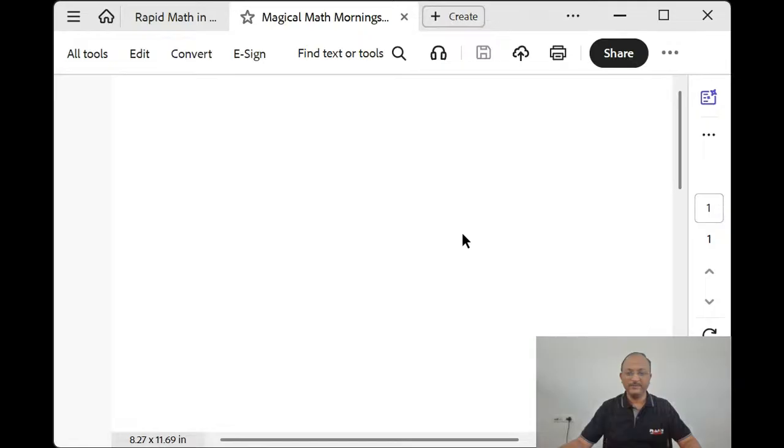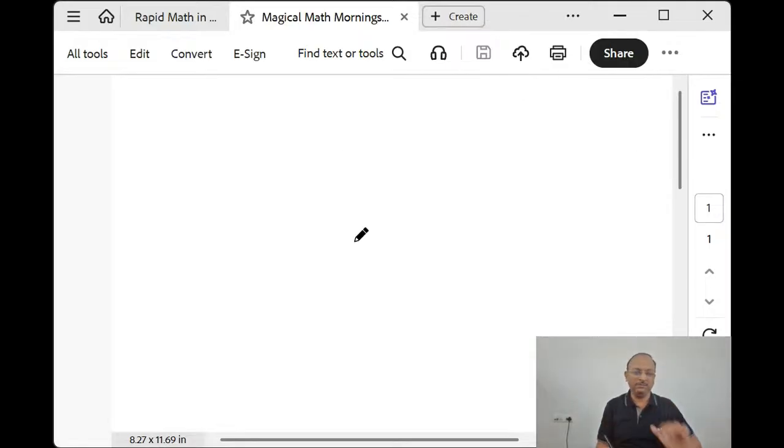How we can convert a subtraction into a simple addition and then add on from there is going to be magical. And I'm sure that you are going to love this session. Let's start with superfast subtraction by converting the math into a simple addition.